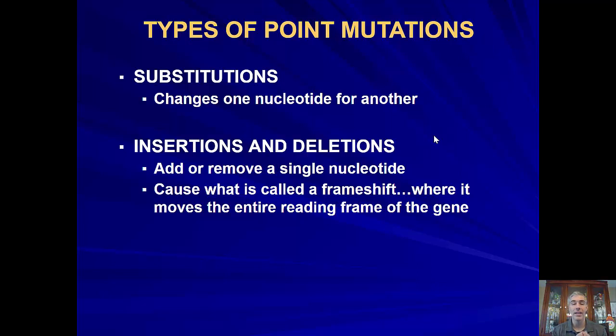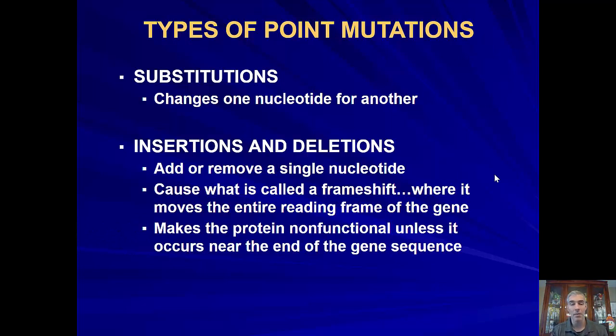And a frame shift is when, remember that reading frame, it's every 3 bases, right? So like AUG, CCG, GGU. If you add one or delete one, that whole reading frame shifts and it's reading different words at that point. And I'm going to show you an example of this in a second. That is going to cause the entire protein to be different after that point, and that's usually very serious. It's going to cause a non-functional protein to be made. And then, as I said, maybe if it occurs right at the end, it's not going to be as big of a deal, but especially if it occurs in the middle or beginning, there's going to be some negative impacts of having an insertion or deletion.